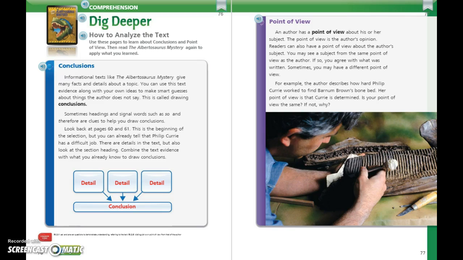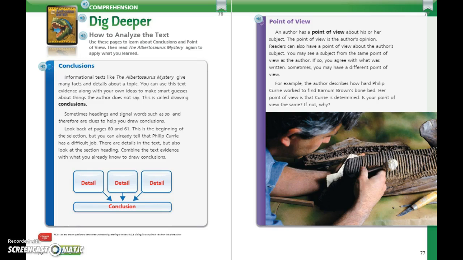Look back at pages 60 and 61. This is the beginning of the selection, but you can already tell that Philip Currie has a difficult job. There are details in the text, but also look at the section heading. Combine the text evidence with what you already know to draw conclusions.